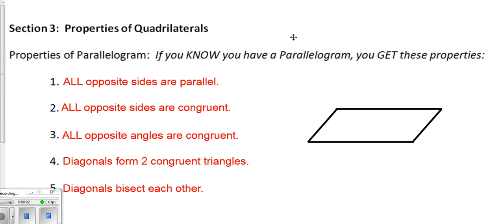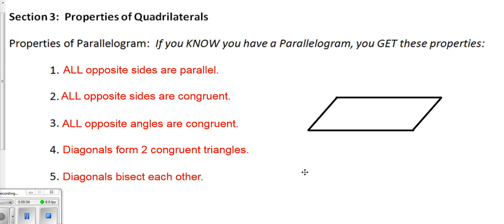All right, section 3 is all about properties of quadrilaterals. So we've gone over some of the definitions of quadrilaterals, what each shape is or what it looks like. We're going to go over some properties, and we've kind of touched on a little bit of each of these before. So we're going to look first at properties of a parallelogram. If you know you have a parallelogram, you get these properties.